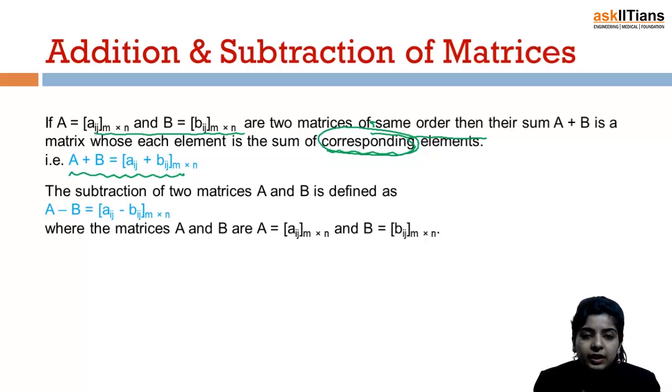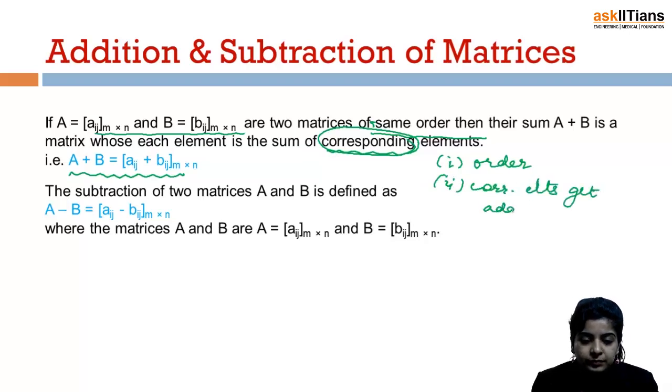So what does it say? The only thing that you need to remember here is, firstly, the order of the matrices that we are adding must be the same. Otherwise you cannot add the matrices, right? And secondly, whenever we add two matrices, the corresponding elements get added to each other. That's all about addition of matrices. These two things you need to remember. So corresponding elements get added.